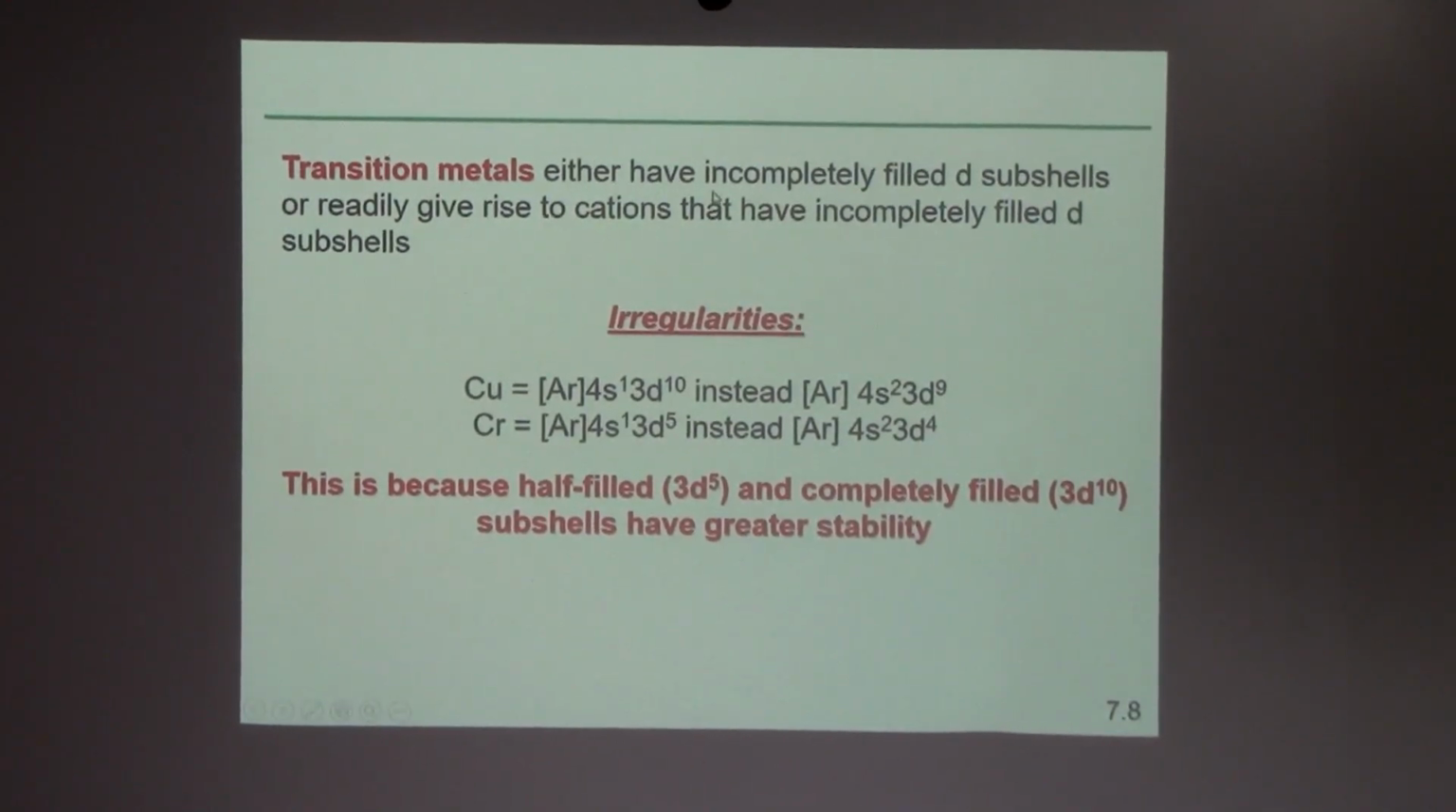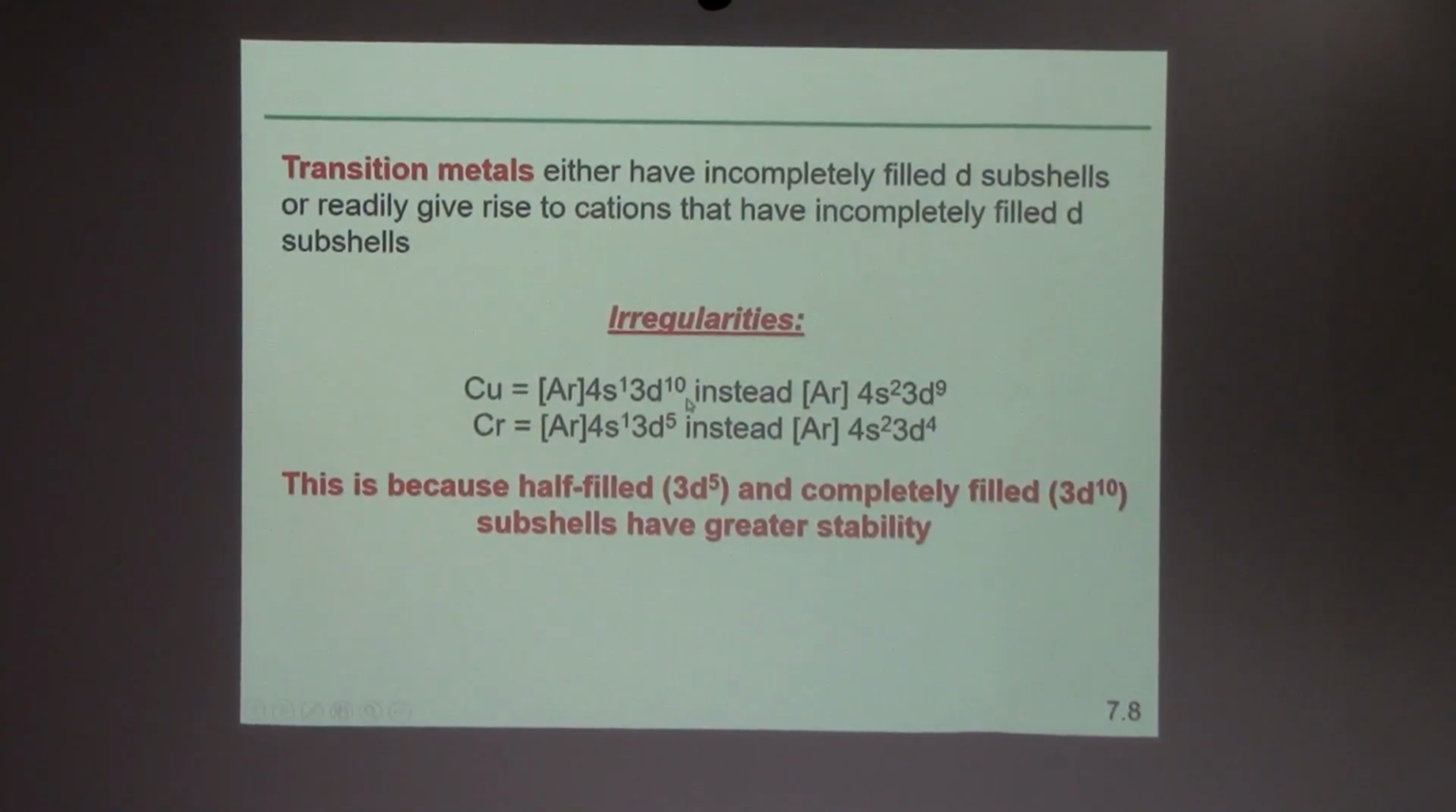Transition metals either have incompletely filled d subshells or readily give rise to cations that have incompletely filled d subshells. For copper, if you follow what we said, you would write the electron configuration as argon in brackets, then 4s2, 3d9, because copper is in the 9th column. 1, 2, 3, 4, 5, 6, 7, 8, 9. That's where you find copper. But copper is an exception, so we put argon in brackets, and then 4s1. You take the one electron that is in 4s and put it in the 3d.